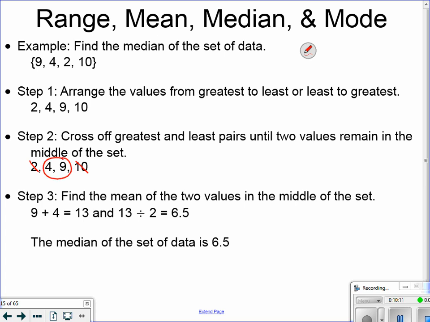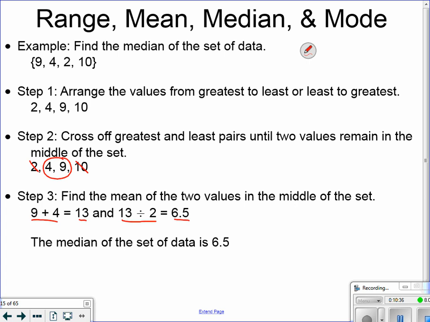So what you have to do is figure out what is exactly in between 4 and 9. And one way to do that is just to find the mean of 4 and 9. As you can see, we're just going to add them together. 9 plus 4 is 13. And then because we added two numbers, to find the mean, we need to take that sum, the 13, and divide it by 2.